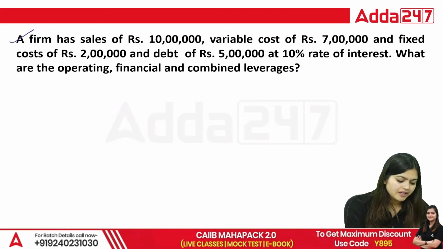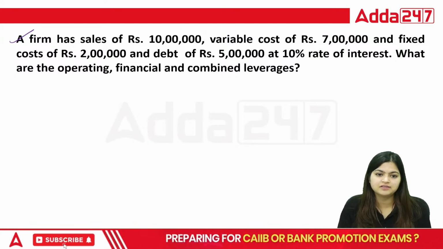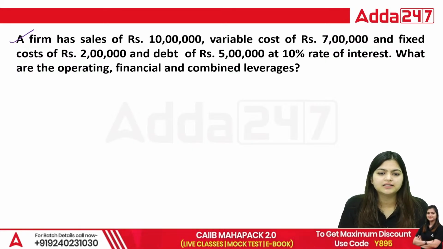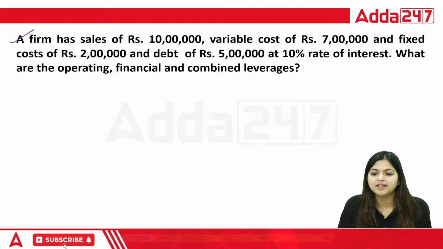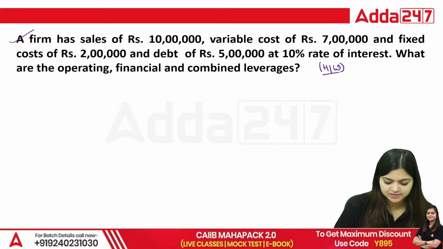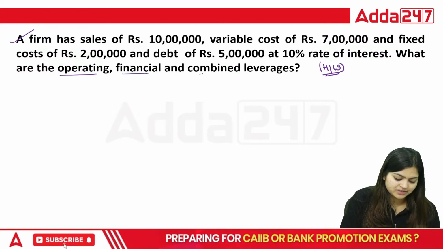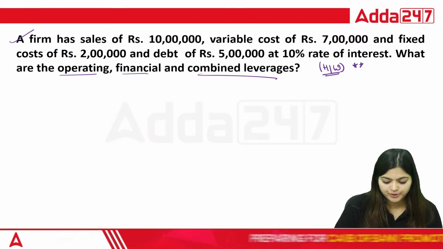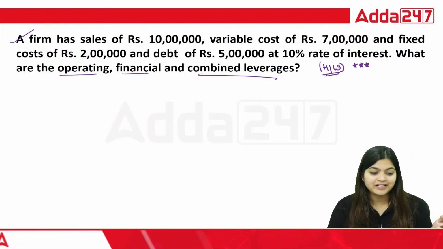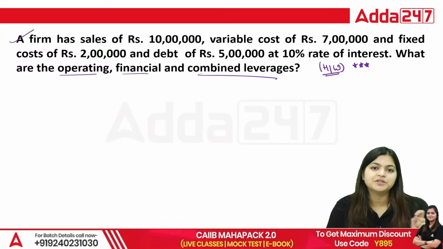Now coming to the next question. A firm has sales of 10 lakhs, variable cost 7 lakhs, fixed cost 2 lakhs, debt 5 lakhs at a rate of 10%. What are the operating, financial and combined leverages? Okay, so this question is your homework question everyone. Please practice this and let's see how many of you can solve it and calculate these 3 things, because from your exam point of view, leverage is very important. In each and every attempt, in each and every shift, they're asking questions based on this. So make sure you revise as much as you can.